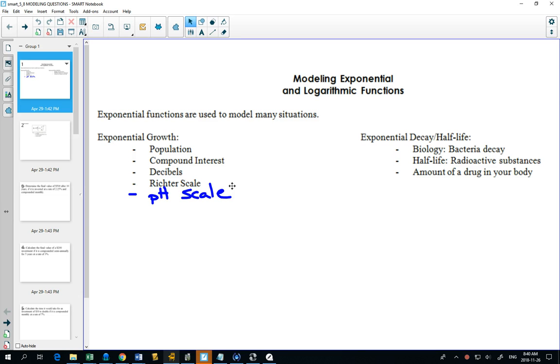Have you been studying that in chemistry? Yeah. Oh, don't say that.